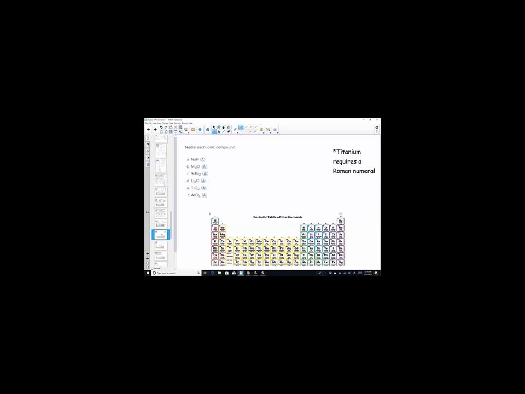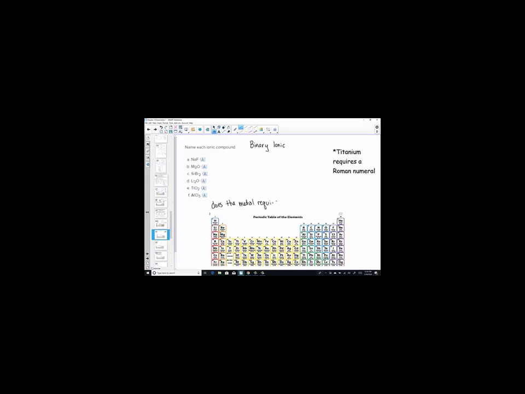Let's name each of these binary ionic compounds. I would encourage you to pause the video and work ahead. Try these out. I put a periodic table here for your convenience so you can find the names of the elements. Remember, the last ones end with "ide," and double check. Does the metal require a Roman numeral?